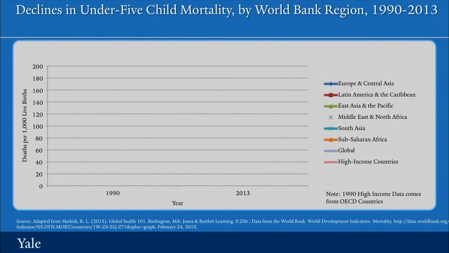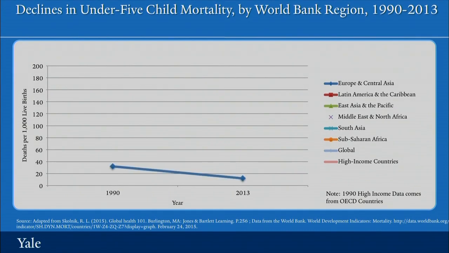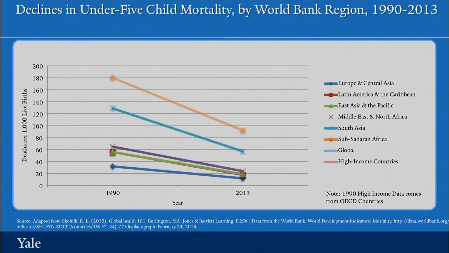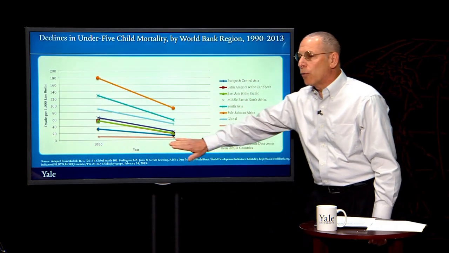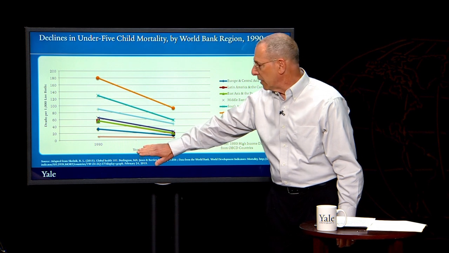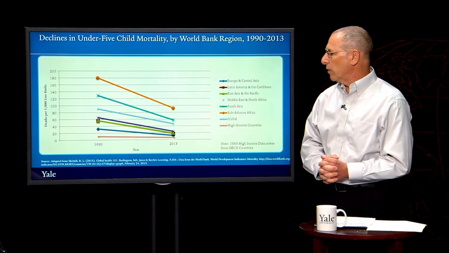This graphic looks at declines in under 5 child mortality by World Bank region from 1990 to 2013. And what we'll see as we go region by region is that in all of these regions, young child deaths have declined. And in several of them, they've declined very substantially. Here we see high-income countries, and of course, they already had very low levels of young child deaths, so we wouldn't expect the decline to be very great.